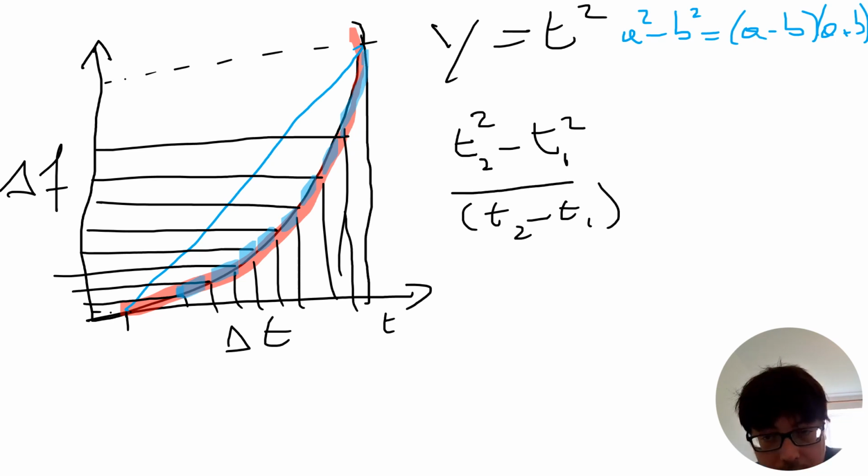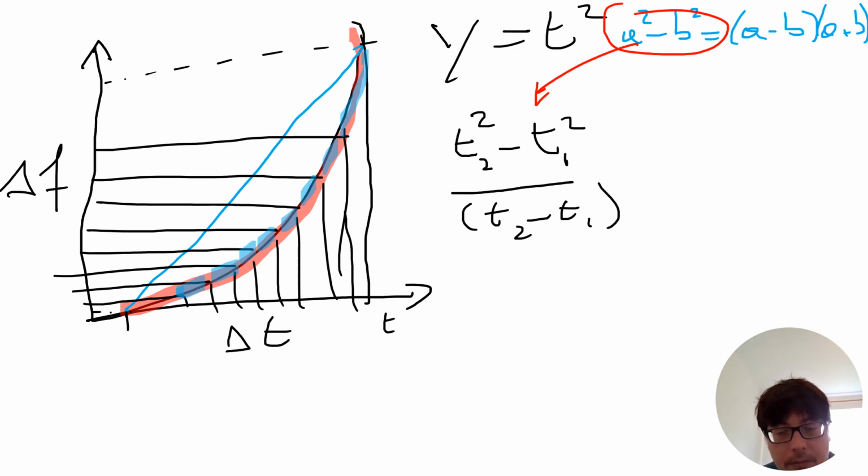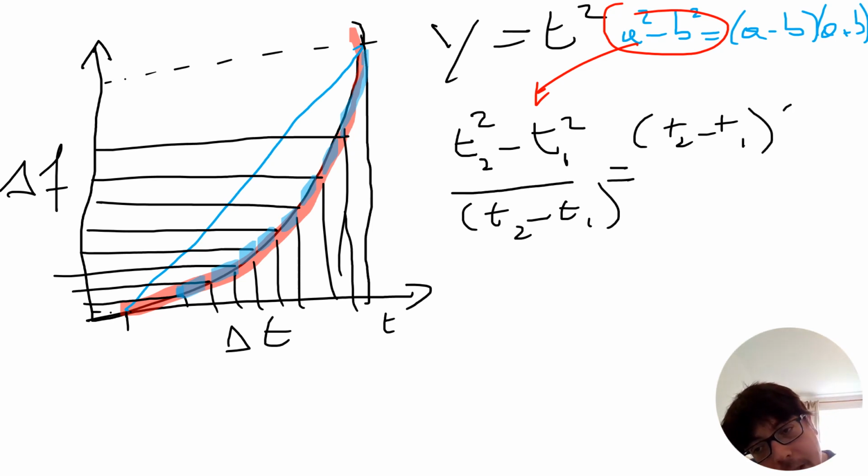A plus b, we know it's always... oh no, but we don't need to do anything here. We don't need to divide. Just plug in this formula here, with the correct changes. So we write this as t2 squared minus t1 squared, it's t2 minus t1 multiplied by t2 plus t1.